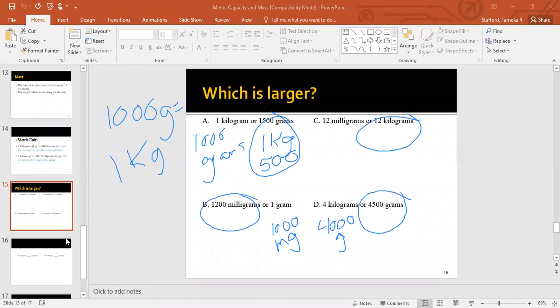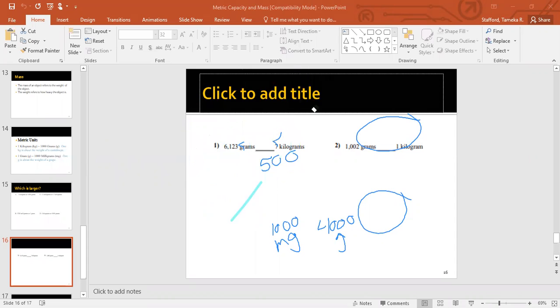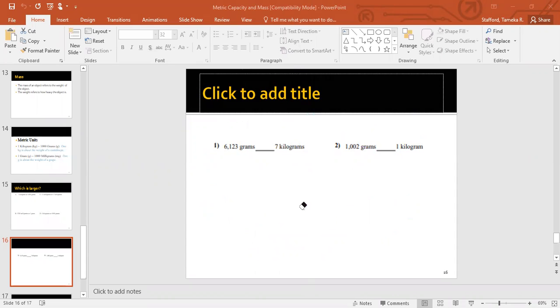All right, let's move on. Let's look at this one. For number 1, we're basically trying to see which one is larger. So greater than, less than, or equal to. For the first one, you have 6,123 grams and 7 kilograms.